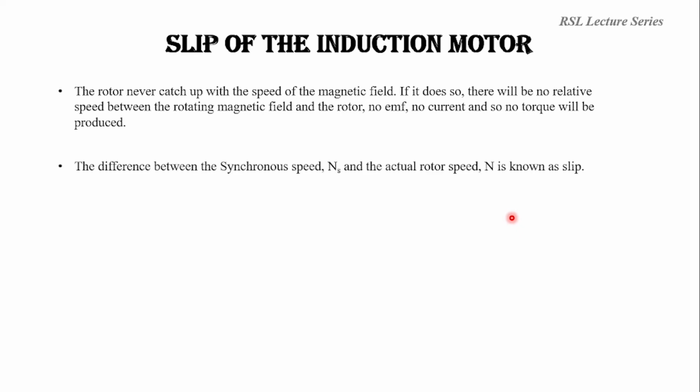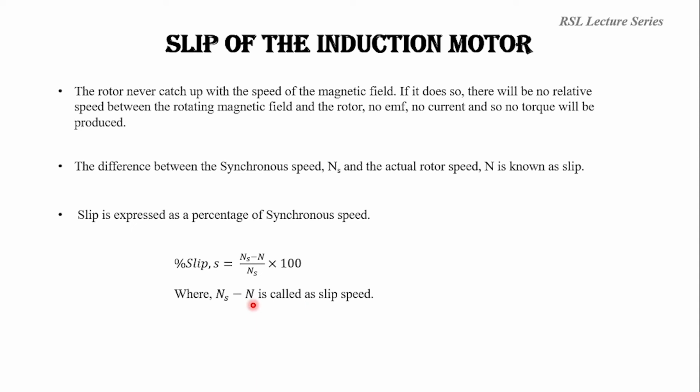The difference in speed between the synchronous speed and the actual speed of the rotor is defined as slip. The slip is always expressed as a percentage of synchronous speed. So percentage slip is equal to (ns − n)/ns × 100, where ns is the synchronous speed and n is the speed of the rotor, or in general the speed of the motor. The difference ns − n is called the slip speed.